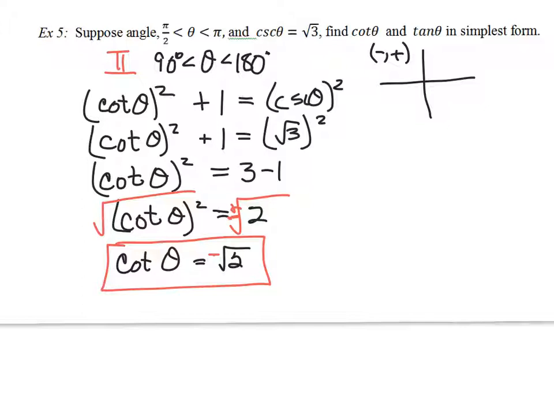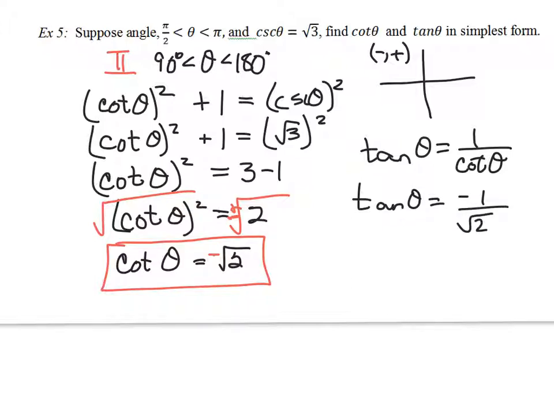Now to get the tangent answer, we're going to have to do the reciprocal, so we're going to say 1 over the cotangent. The reciprocals of each other. So the reciprocal of negative radical 2 would be negative 1 over radical 2. I want to rationalize that answer, so I'm going to multiply the top and the bottom by radical 2. So I'm getting for my answer for tangent of theta still negative, negative root 2 over 2.